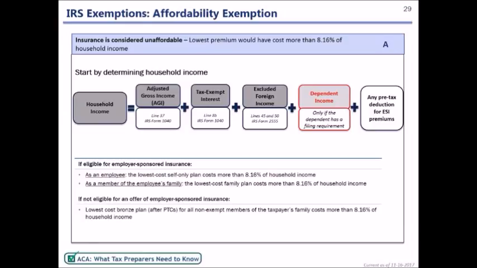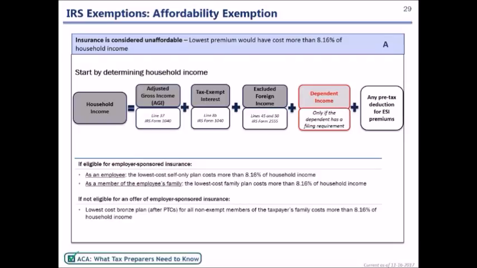We're going to go through each person on the tax return, and we're going to ask, were you eligible for employer-sponsored insurance as an employee? What was your lowest cost self-only plan? And did it cost more than 8.16% of household income? If the answer is no, that there was no coverage offered to someone as an employee, then we're going to ask, were you offered coverage as a member of an employee's family? And did the lowest cost family plan cost more than 8.16% of household income?